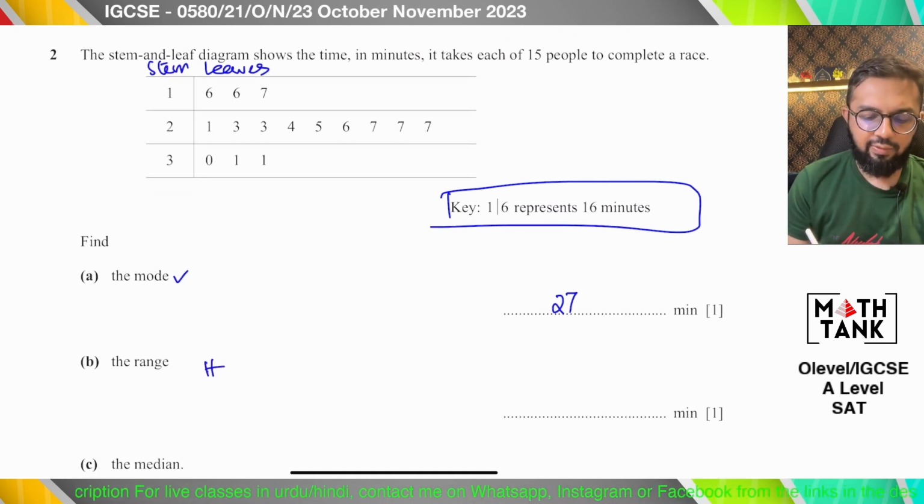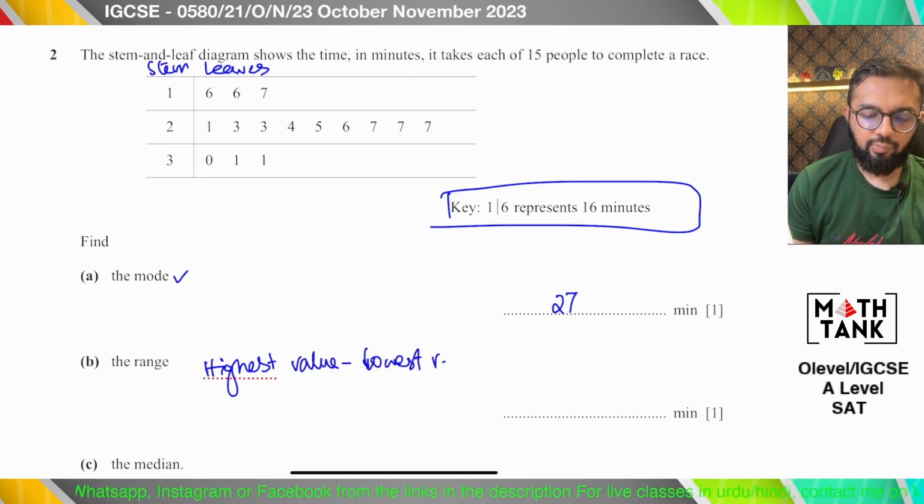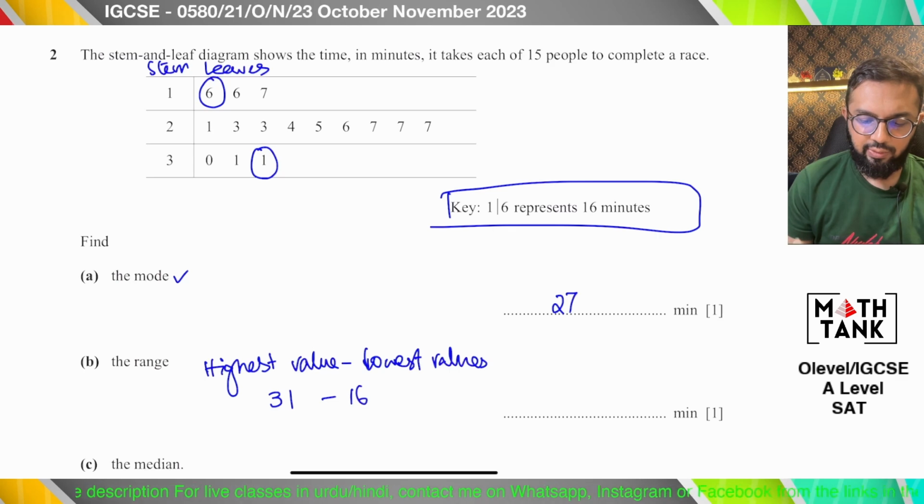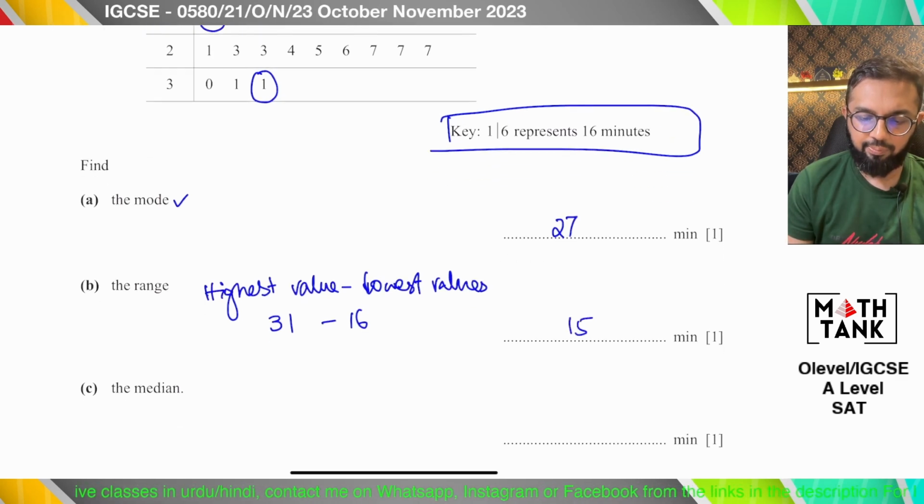The range is the highest value minus the lowest value. The highest value is 31 as I can see it from here, and the lowest value is 16. So 31 minus 16 should give me 15.